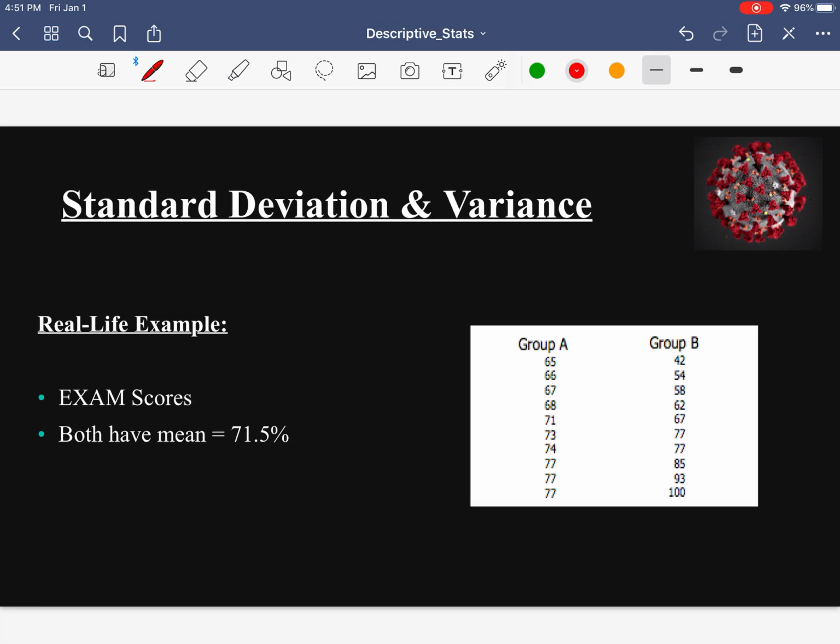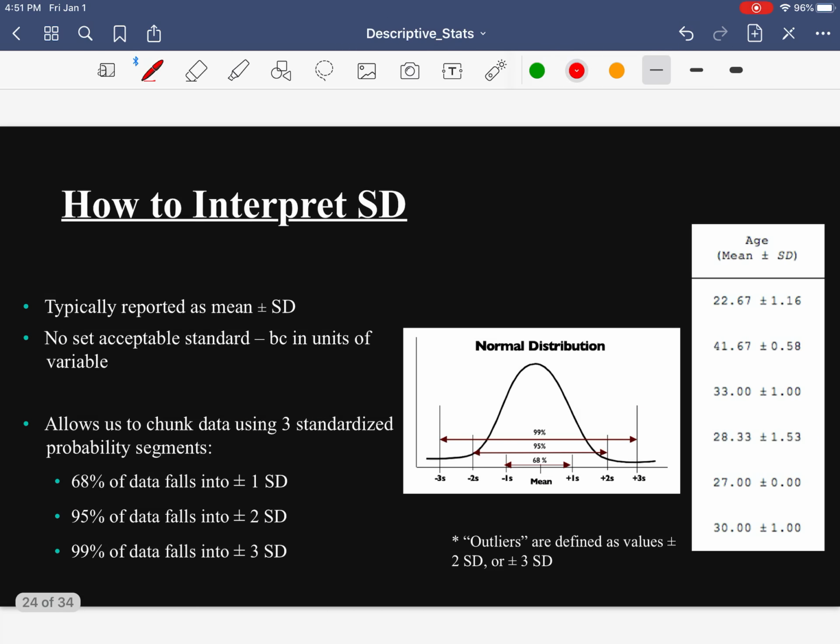Another example, and I don't need to have the COVID on here, but it is, think about exam scores. Here we have 2 groups. Both have an exam mean of 71.5. But as a teacher, or even as a student, these are very different. As a teacher, I might be happier with this one, where there's a lower standard deviation, right? People overall did better. Versus group B, where I'd be more worried. The average looks the same, but there are so many more outliers. Good examples, my friends.